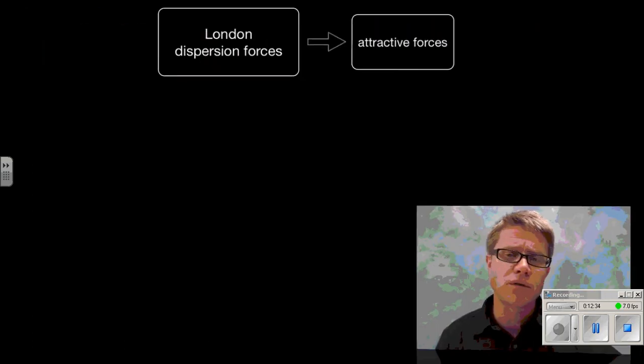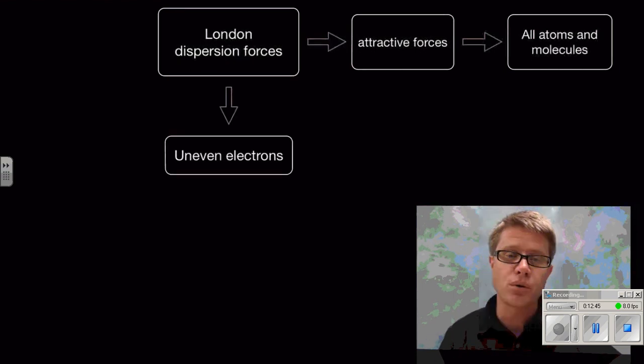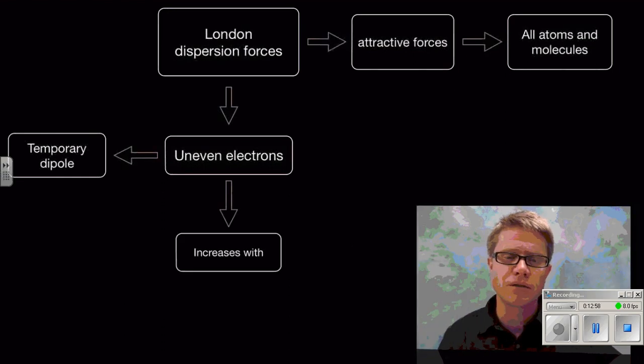But London dispersion forces are going to be attractive forces. These are intermolecular, between molecules. And they're going to be found in all atoms and molecules. So everything is attracted through London dispersion forces. It's really important. What really develops them are uneven electrons. As the electrons are distributed unevenly, they create what are called a temporary dipole. That's a molecule that has a positive and a negative charge.